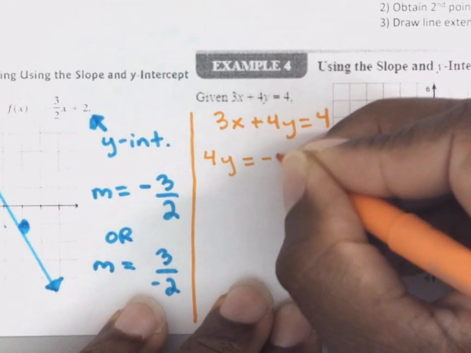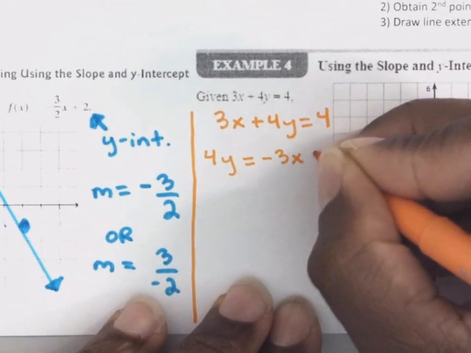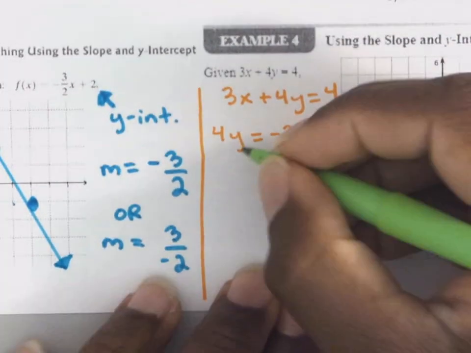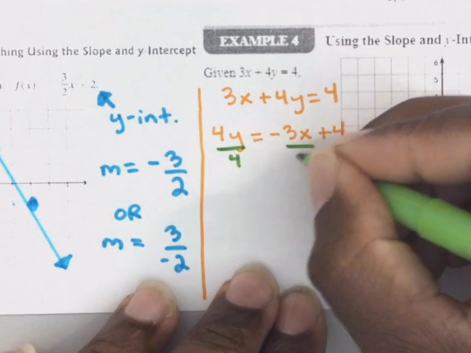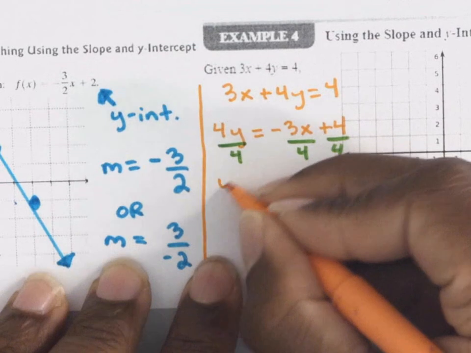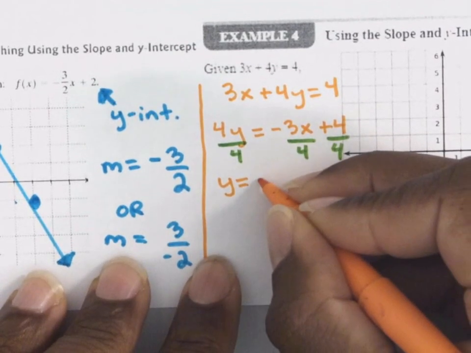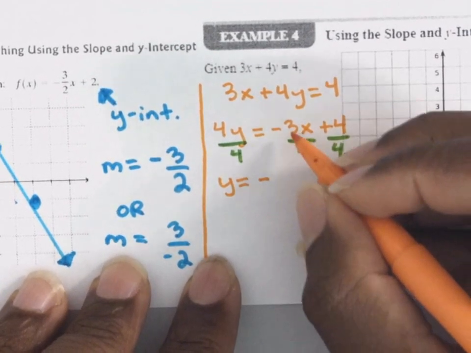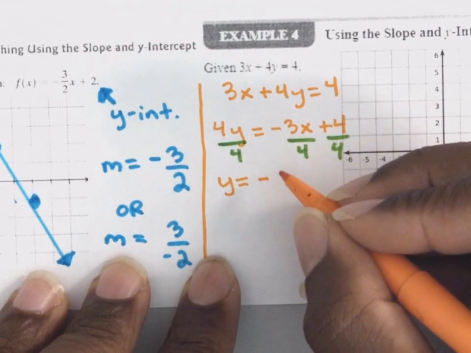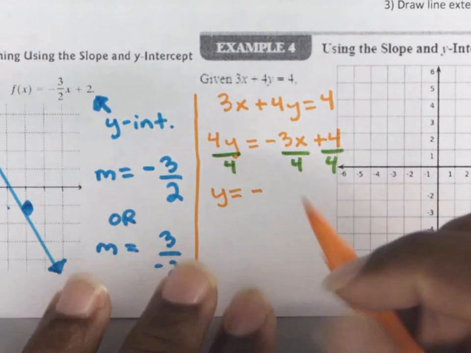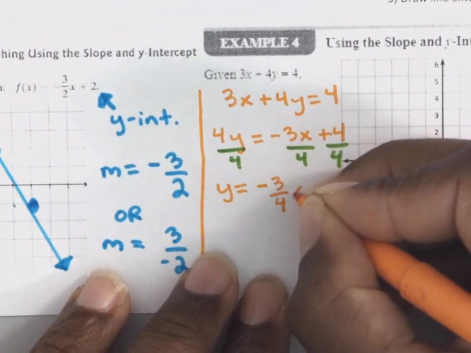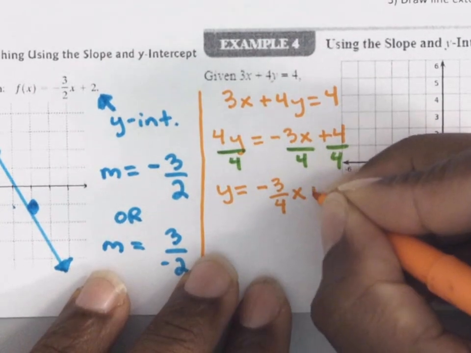4y equals negative 3x plus 4. I divide both sides by 4, and I get y equals... Should I write this as a decimal? No, 0.75. Maybe if you were getting information out from it, but to graph it, leave this as a fraction. Because remember, this is your rise over run. And then 4 divided by 4 is 1.